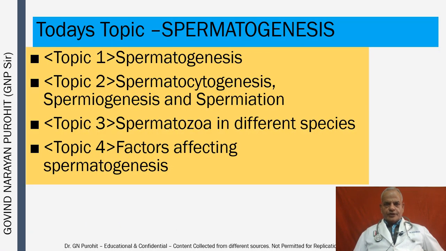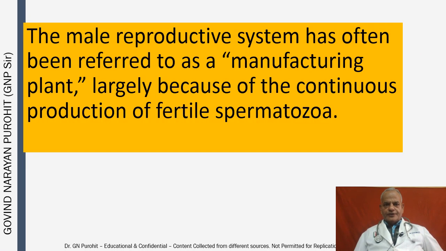And in our today's topic, we will be talking about spermatogenesis. The topic 1 will be spermatogenesis, topic 2 spermatocytogenesis, spermiogenesis and spermiation, topic 3 spermatozoa in different species, topic 4 factors affecting spermatogenesis. So we start with spermatogenesis.